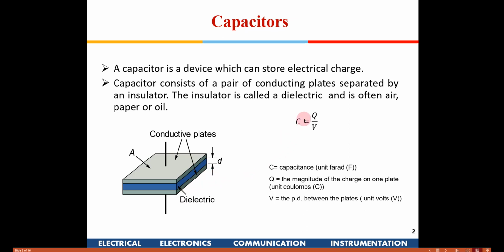If you see, the capacitance is defined by Q by V. That means if I have a large capacitor, then for the same potential applied, I'll have more charges getting accumulated. That means the capacity to hold charge will be higher. That is why this is defined in this ratio Q by V. The capacitance unit is the farad, Q is the charge and V is the voltage being applied. Generally the plates can be separated by air or any dielectric, such as paper, oil, and things like that.